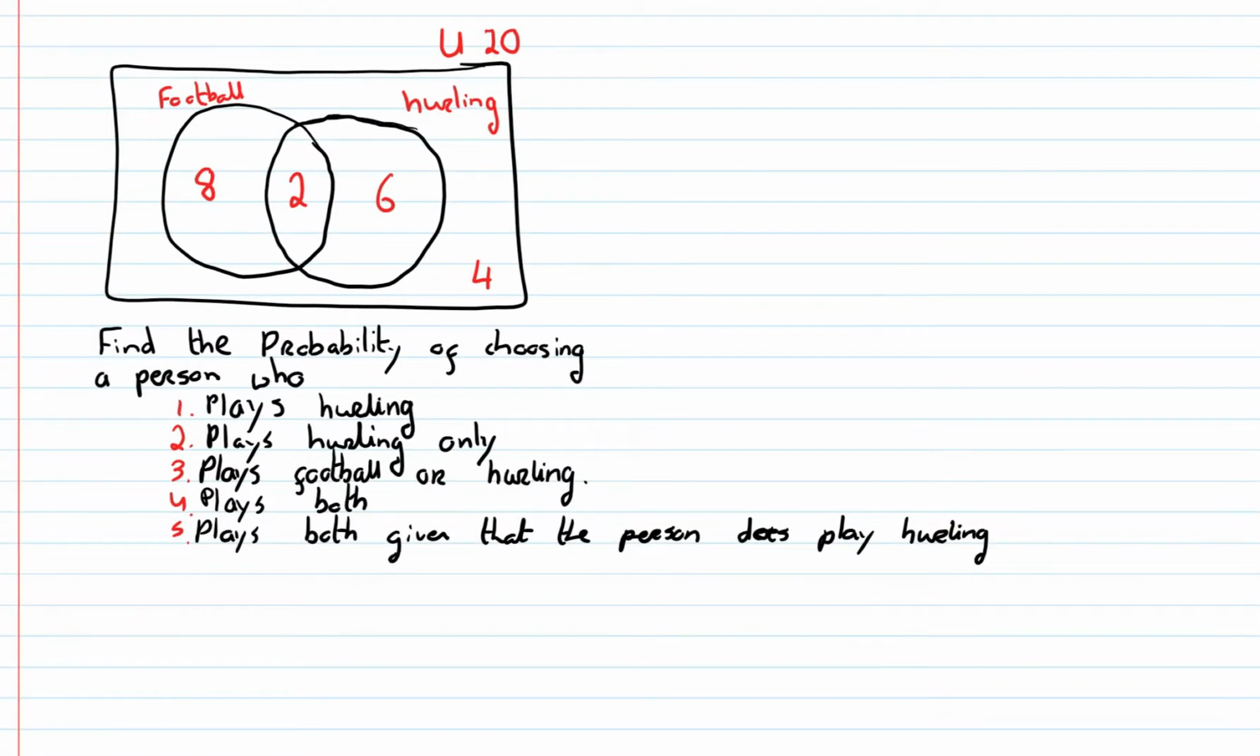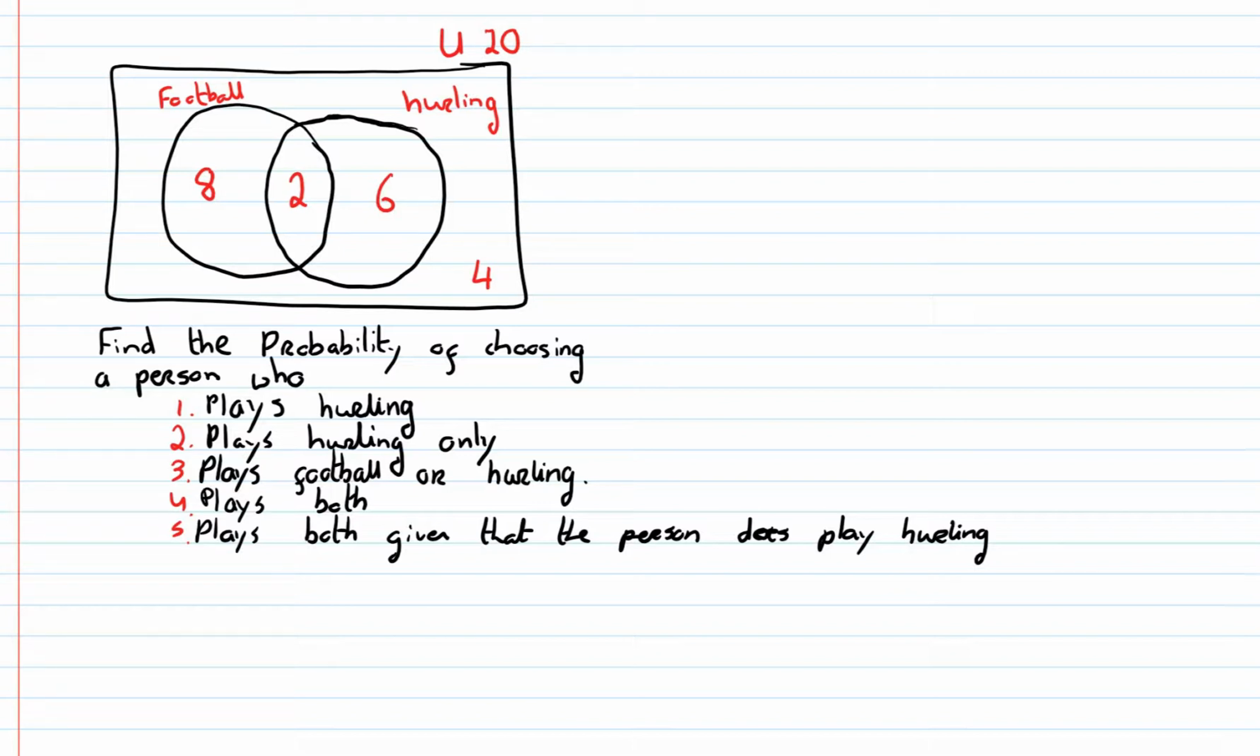Right, this is now a different type of question. We have a Venn diagram, and these are the people who play football. So there's 10 people who play football altogether. 8 people play just football, 2 people play both football and hurling, and there is 8 people who play hurling, but again 2 of them play football and hurling, 6 of them just play hurling, and 4 people who play none. So the universal set, there's 20 people altogether. Okay, let's look at this.